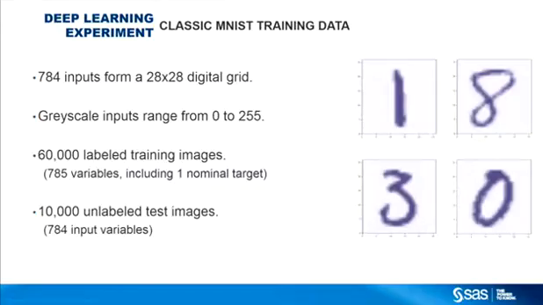Okay, so the MNIST training data is the classic data that everyone cuts their teeth on in machine learning. There are 784 inputs, and they form this 28 by 28 digital grid, which represents where people have drawn little handwritten digits 0 through 9. The 784 inputs are allowed to vary from 0 to 255, and that's the degree to which they're colored in. In the form that we're using today, there are many forms of this data all over the internet. It's easy to get.